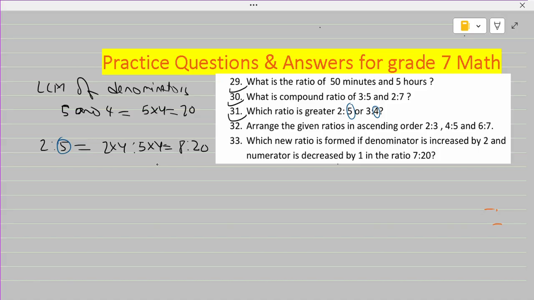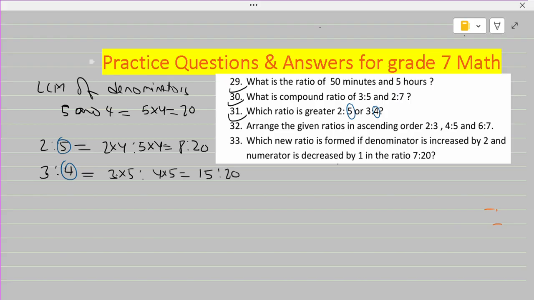So the denominator we got is 20, and our second ratio is 3:4. Here you see denominator 4. Now to convert this denominator 4 into 20, we have to multiply by 5. So let's multiply both values of 3:4 by 5. So 3 into 5 is to 4 into 5. That way we get 15:20.